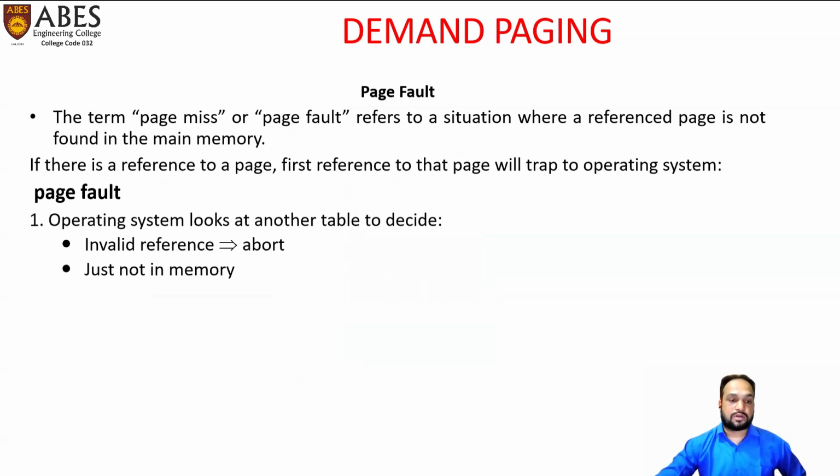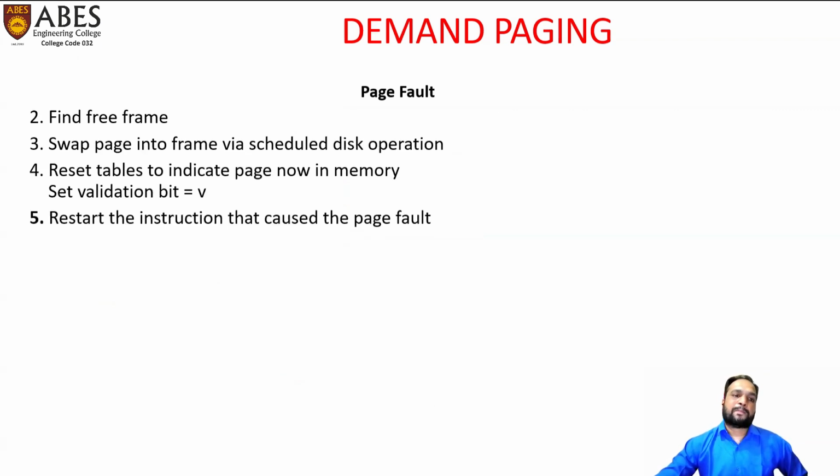What happens when a page fault occurs? The operating system looks into the matter, and if the reference is invalid, the operation will be aborted. The second step is finding a free frame. Once a free frame is available, it will swap the page into the frame via a scheduled disk operation, reset the tables to indicate the page is now in memory, set the validation bit to V, and restart the instruction that caused the page fault.